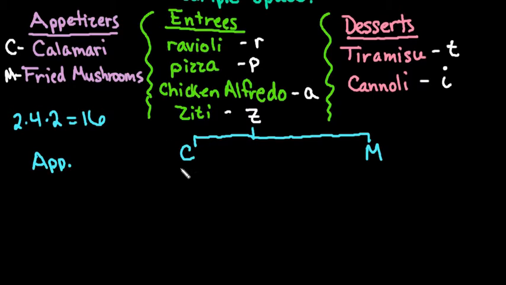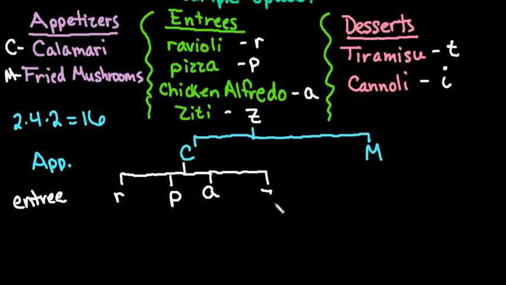This one is going to be a larger branch. This is for our entree: we can get ravioli, pizza, Alfredo, or ziti. The same thing applies if we ordered the mushrooms first. The mushrooms could have been ordered first and we could get ravioli, or pizza, or Alfredo, or ziti.